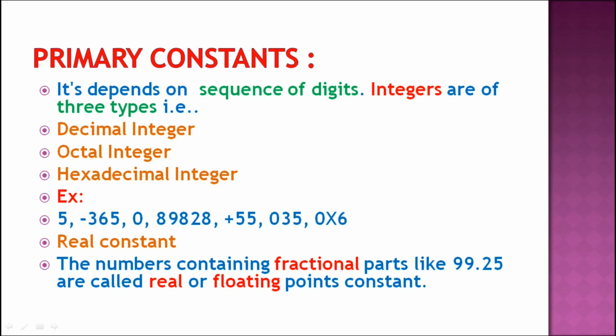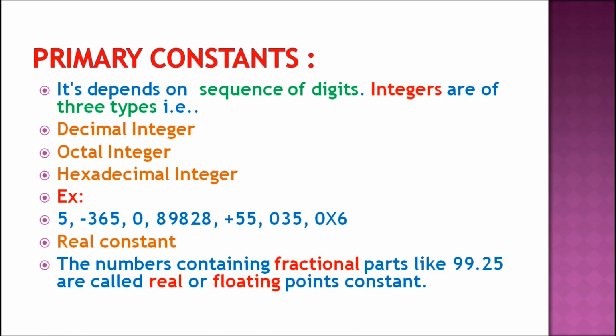And coming to real constants, numbers containing fractional parts like 99.255 are called real. See here, 99, after that there is a decimal point, and after that we have the point values, 0.25. These are nothing but floating point or decimal point numbers. Okay, we call them fractional numbers. After the decimal point, if we have any value, then it is called a fraction, also called float values.